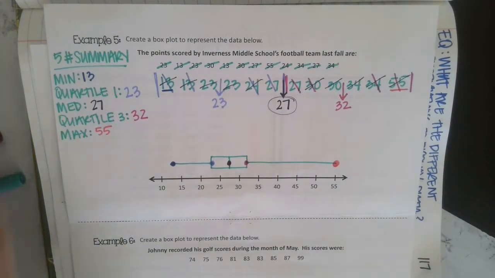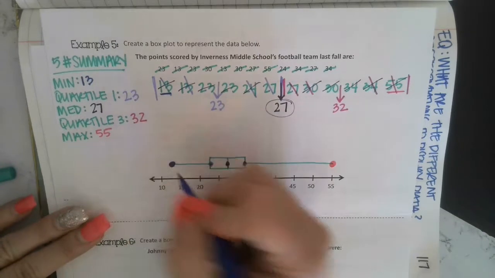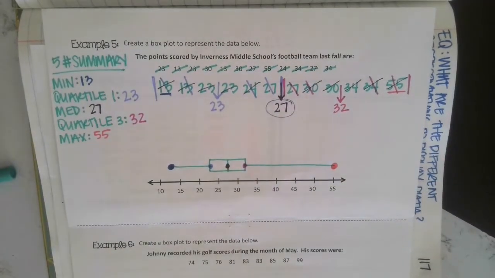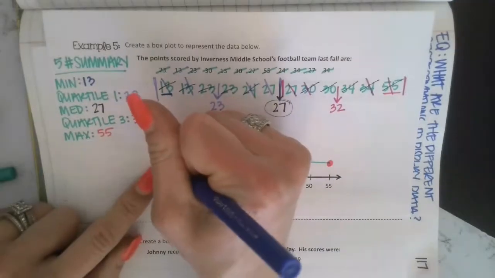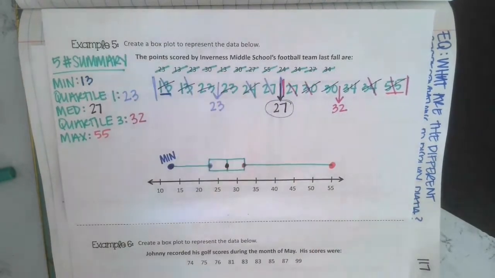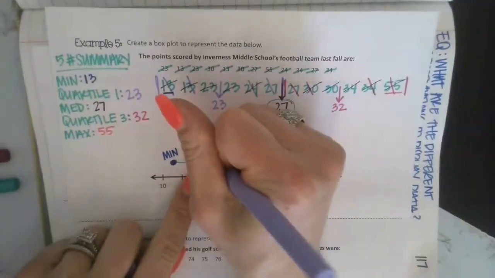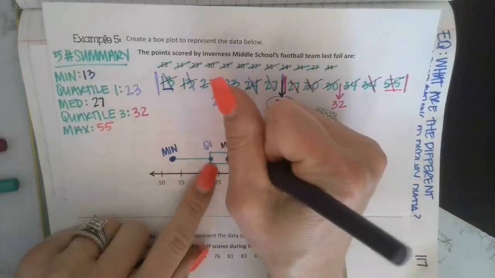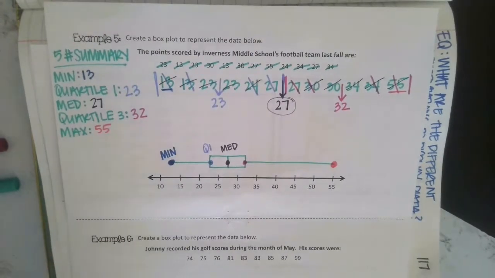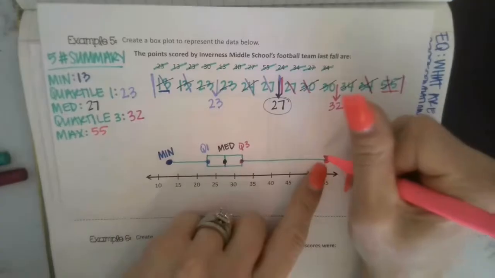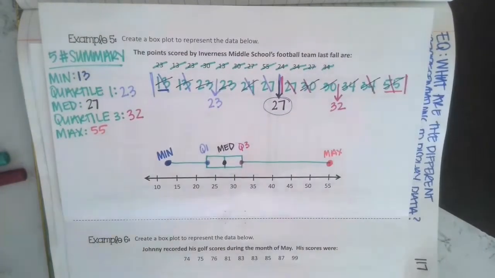Okay, so it should look like this. It's a box with whiskers. Your box goes around your 3. Normally we label here. So this is your minimum, quartile 1, Q1, because I'm lazy. Your median is literally your middle. And then we have quartile 3 and your maximum. Just so you know what each one is. Okay?